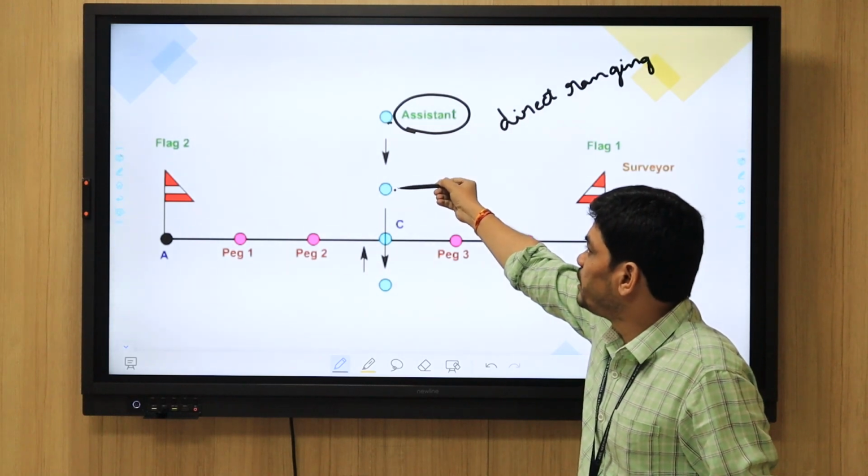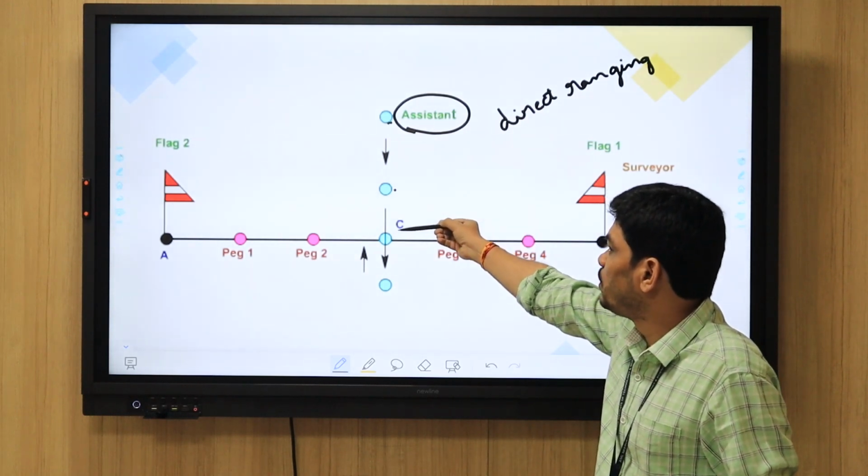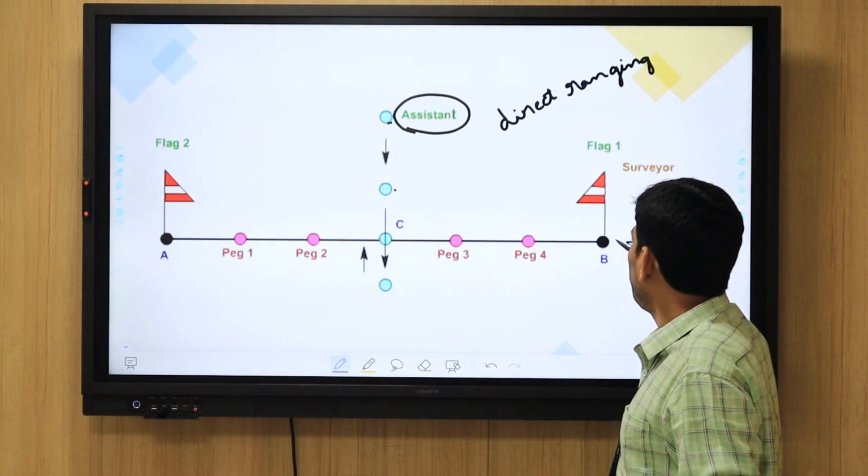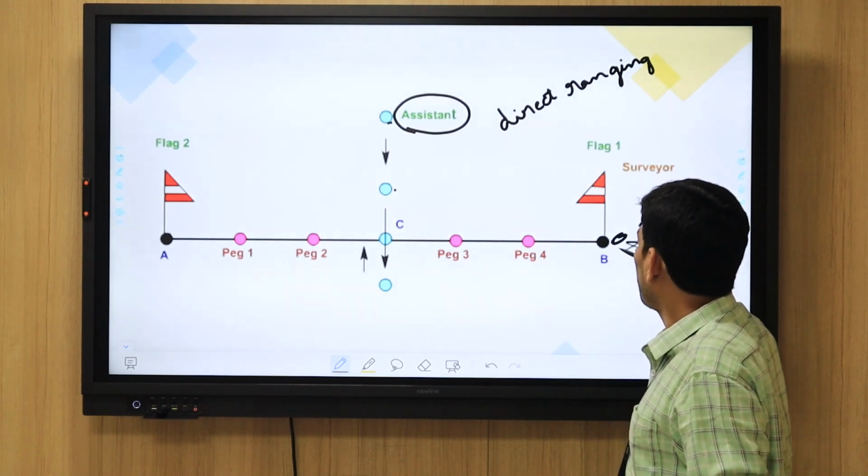In the next case, he kept it here. Still, it is not suitable. It is not in aligned lines. From here, with his eye, he will see.